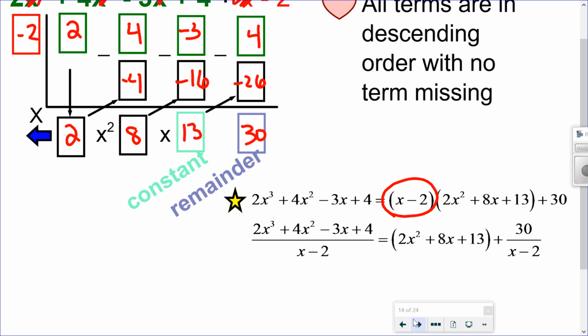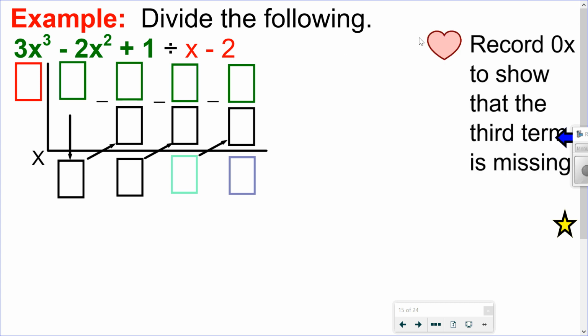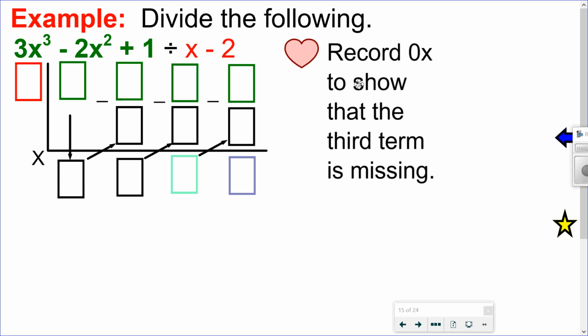Okay, let's try another one. So in this one here, I've got a cubic function, again, divided by a binomial. So I notice I have something missing. I have a 0x that's missing. So again, we don't need our x values, so scratch those out. So I'm dividing by negative 2, that goes there. And then I have a 3, a negative 2. I'm going to record a 0 for x and 1.